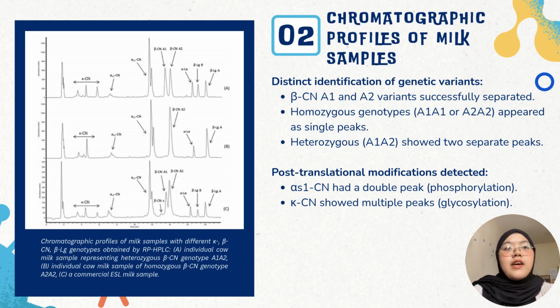From here, we can observe that the method identifies genetic variants, especially in beta casein. For example, milk with A1A1 or A2A2 genotype shows just one peak, while the A1A2 genotype shows two separate peaks. It even picks up on post-translational modification. For instance, a double peak in alpha S1 casein, which is likely due to phosphorylation, and multiple peaks for kappa casein, probably because of glycosylation.